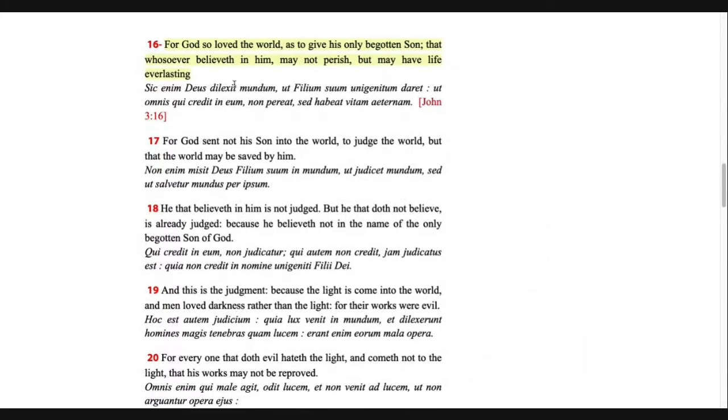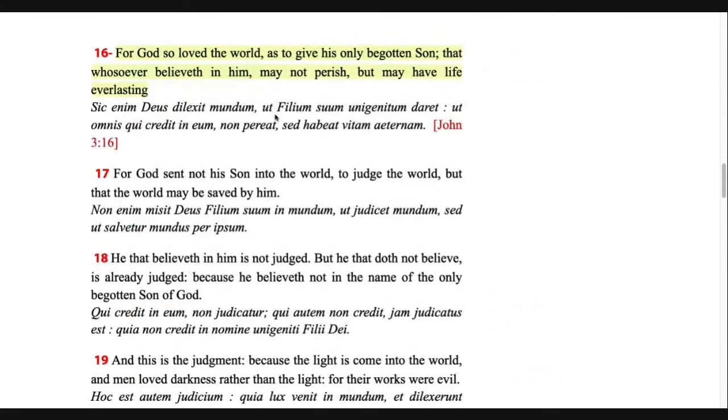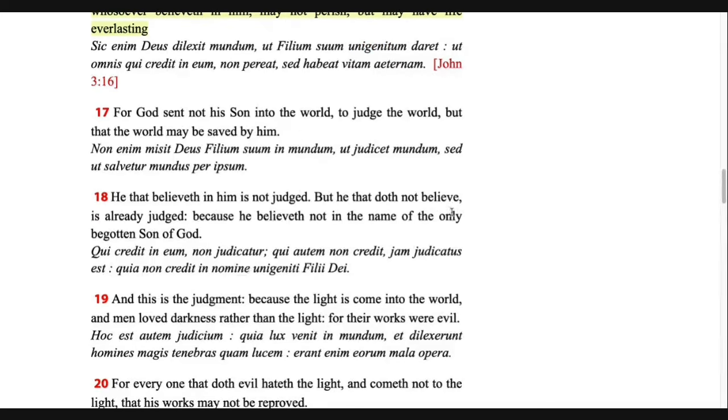Okay, John 3:16. Here it is. Let me enlarge it. Right here. Ut filium suum unigenitum. Unigenitum. Uniquely born, generated, only begotten son. How about 18? Name of the only begotten son of God. In nomine unigeniti, unigeniti filii Dei. There it is. Unigeniti. So Jerome didn't know what he's talking about either.